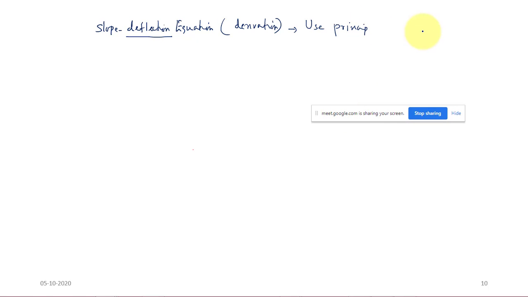Slope deflection equation derivation. How will you derive it? You will use the principle of superposition. That is what we are going to do next.